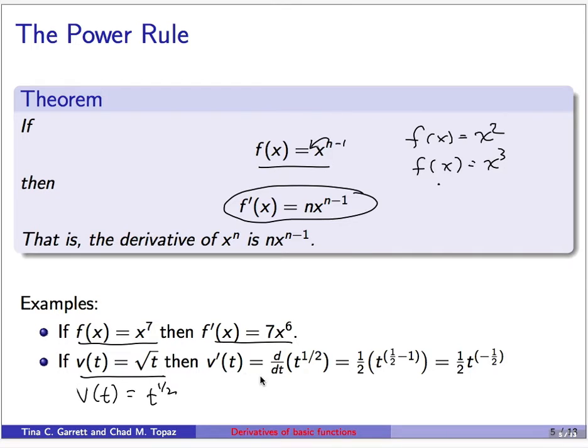So the derivative would just be the derivative of t to the 1/2, which means you pull down the 1/2 in front of the t and subtract 1 from the power, and we're left with 1/2 t to the negative 1/2. So that's the power rule.